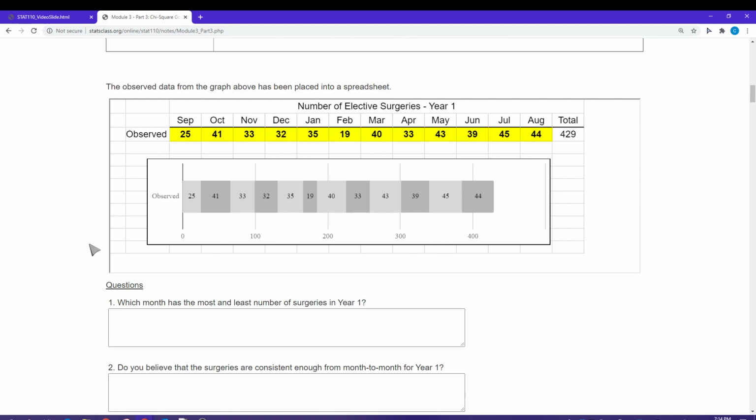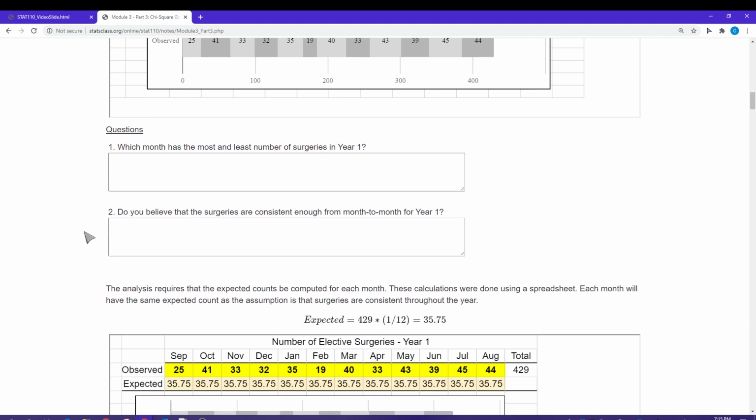So here I have the data in a spreadsheet, just listed out across with the observed values. I also created a segmented bar graph here. There's a separate video provided that shows you how to create those segmented bar graphs. We have 2 questions right away, so I'll let you go ahead and hit pause and answer these questions.